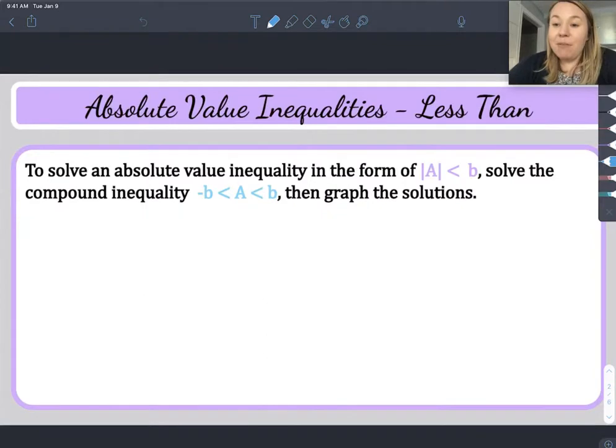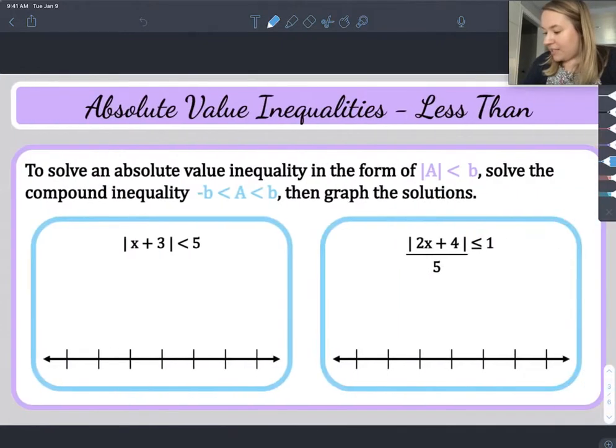The first type of inequality that we're going to be looking at is less than. So, to solve an absolute value inequality in the form of the absolute value of A is less than B, we have to solve the inequality of negative B is less than A, which is less than B. Then graph the solutions. Keep in mind, we have to isolate the variable expression before we put it into that AND statement. So let's do some practicing.